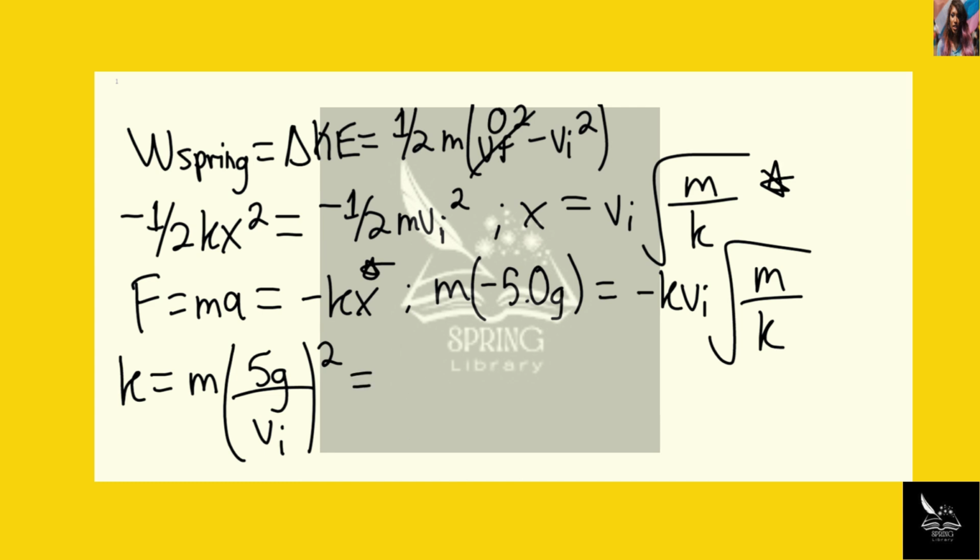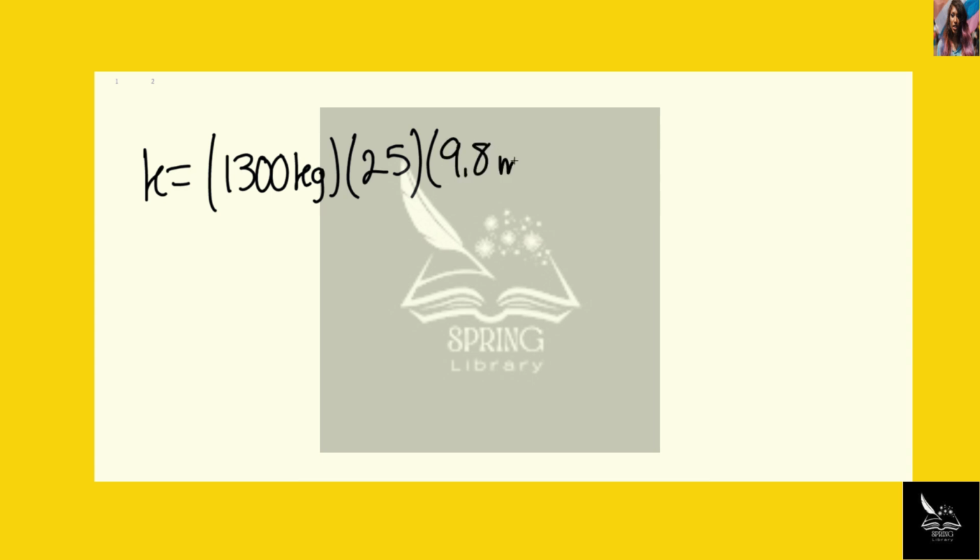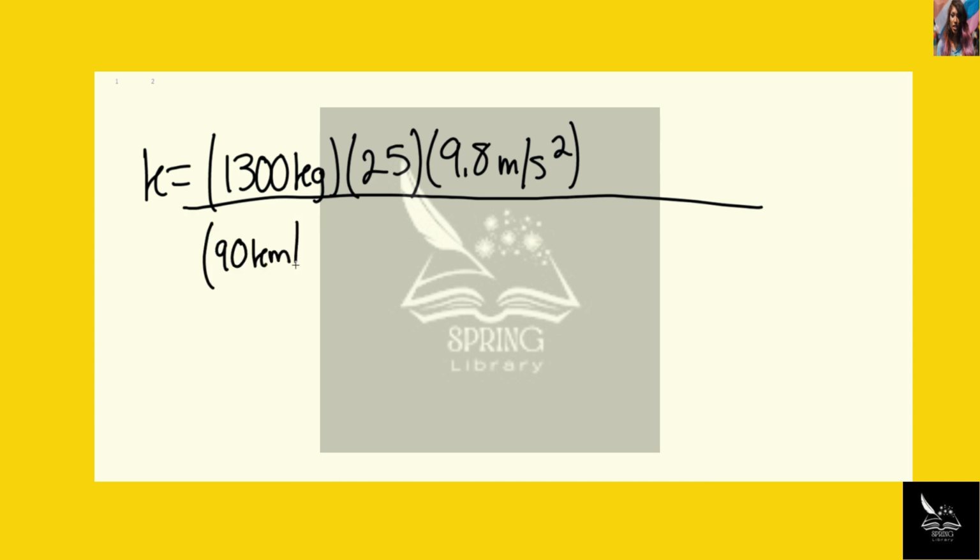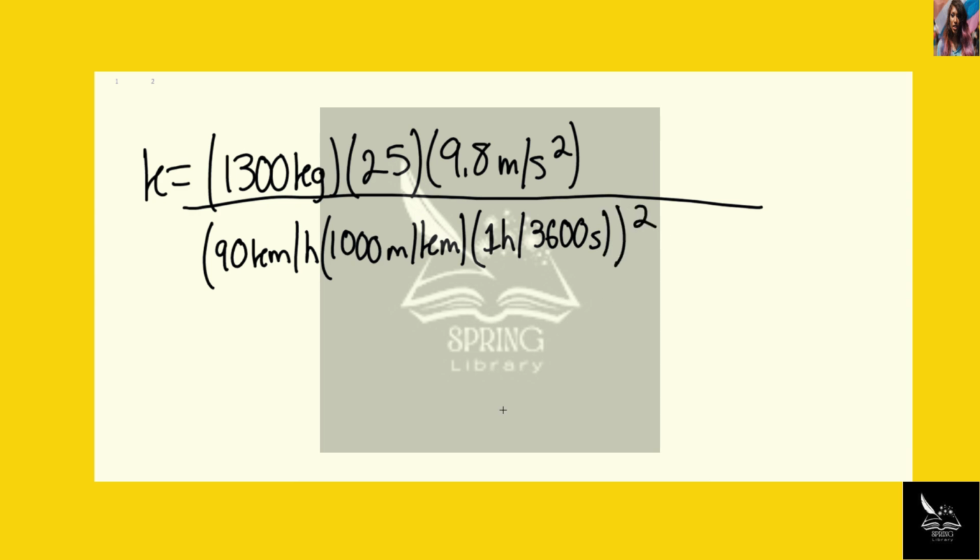So let's get a new workbook actually, and say that k is going to be equal to 1,300 kilograms times 25 times 9.8 meters per second squared, all divided by 90 kilometers per hour multiplied by 1,000 meters per kilometer. And then there, for every 1 hour, there are 3,600 seconds. And then we're going to have to square this entire term.